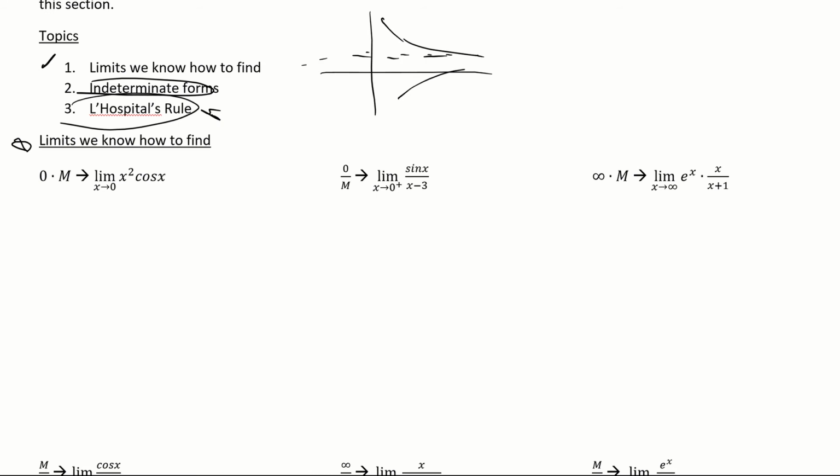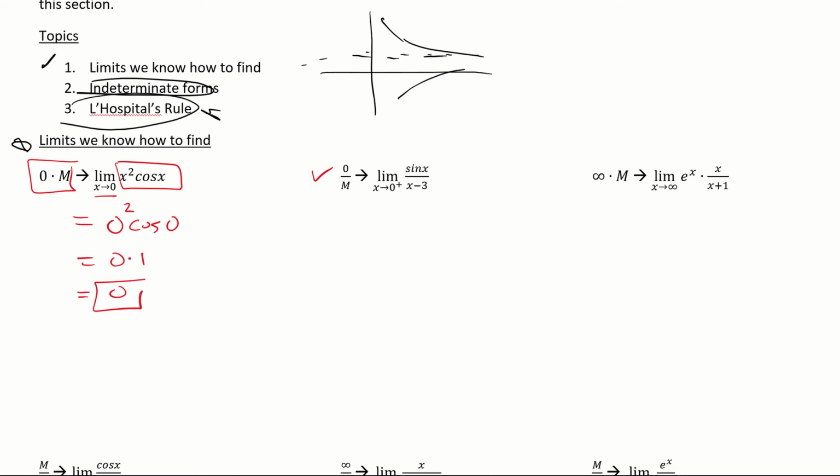So if a limit ends up being, for example, I plug in the number and I get 0 times some other number, what happens there? Remember, when you take limits, oftentimes what you do is you just plug in the number. We're looking at the limit as x goes to 0 of this expression right here. So we plug in 0 for x times cosine of 0. Cosine of 0 is 1. We end up with 0. Well, answer 0. So we know that kind of problem.